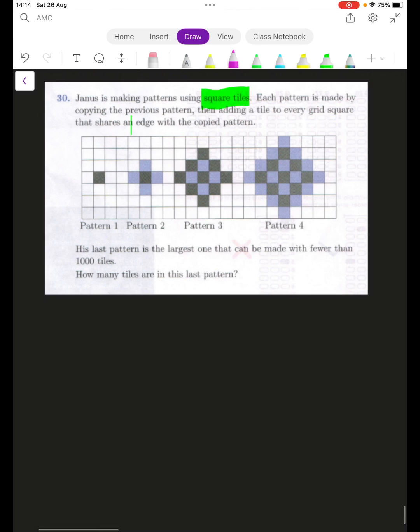All right, so the question is, his last pattern is the largest one that can be made with fewer than 1000 tiles. So if we continue going in this pattern of adding tiles on the edges, alternating between the colors, what would be the largest one that can still have fewer than 1000? So we are still looking for the 3-digit numbers of tiles. Now, in order to find such a big one, we will not be able to physically keep on building the pattern. We will need to find a formula, a sequence, so that we can build on that.